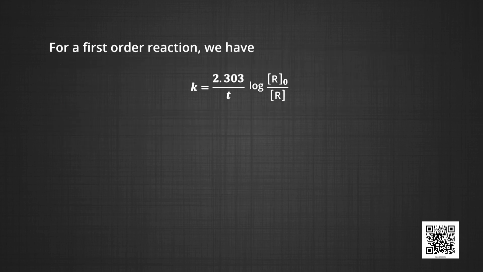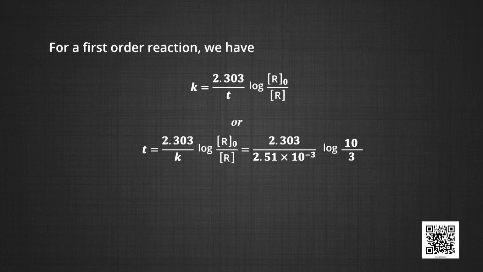Now for a first order reaction, we have k equals 2.303 upon t log R0 by R. Rearranging the expression, it will come out to be t equals 2.303 by k log R0 by R. Now putting the values, 2.303 divided by 2.51 into 10 raised to power minus 3 log 10 by 3. The time will come out to be 0.48 into 10 raised to power 3 seconds.